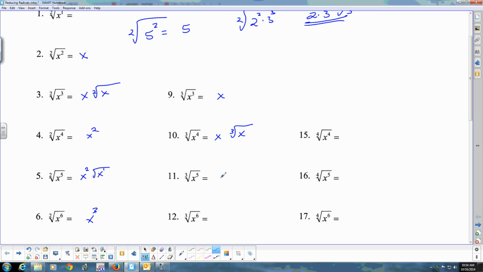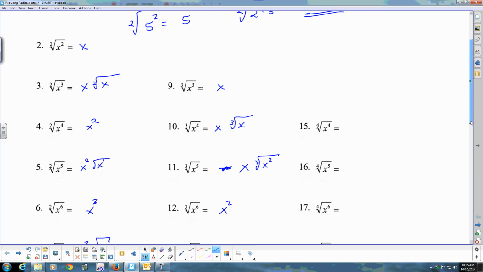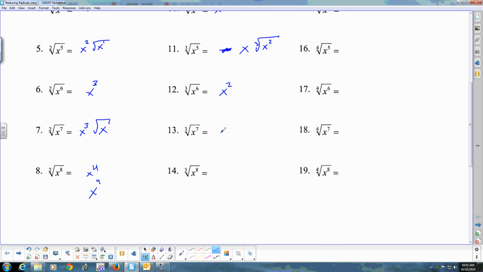3 goes into 5 once, once, with 2 left over. And again, it's a cube root, so I got to put a 3 there. 3 goes into 6 twice. 3 goes into 7 twice, with 1 left over. 3 goes into 8 twice, with 2 left over. That's a cube root.